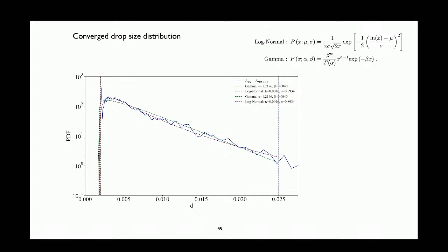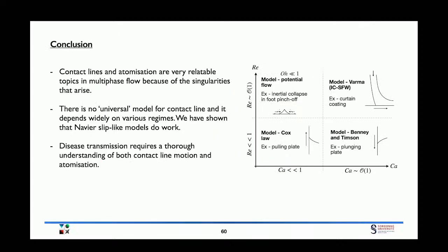It is difficult to say whether log-normal fits better or gamma fits better, but both fit nicely to this distribution that we get, the converged drop size distribution from all our simulations. And that also ends our part 2.